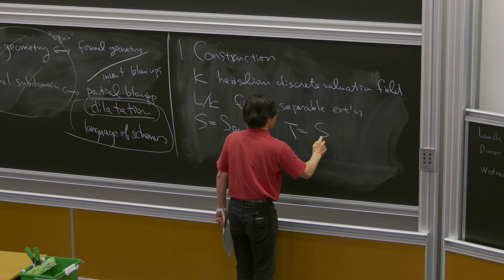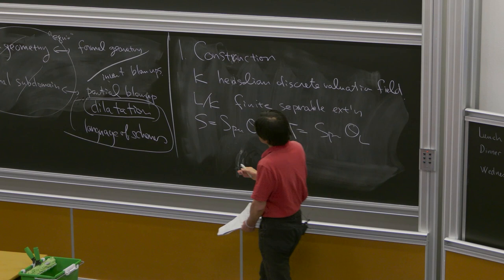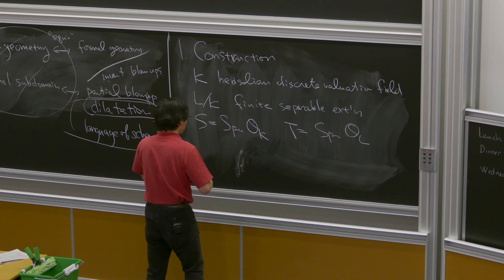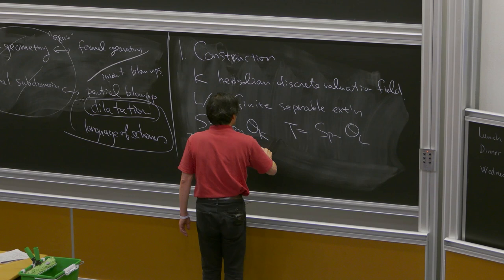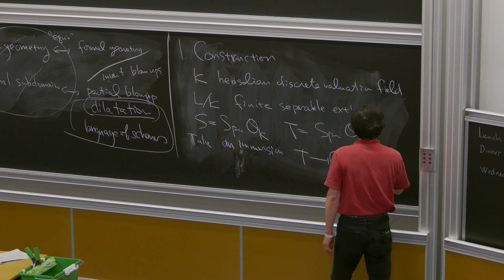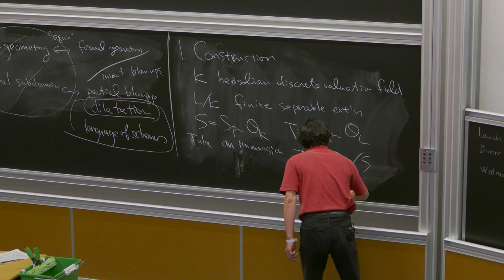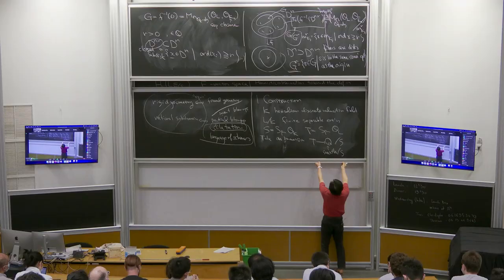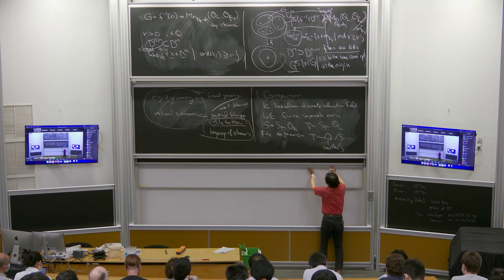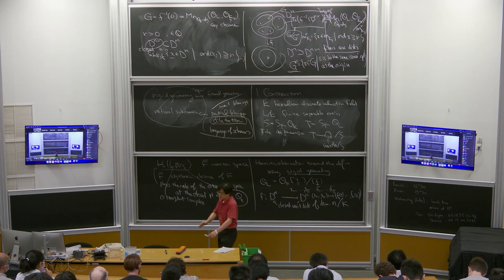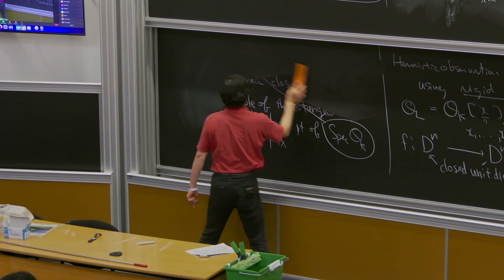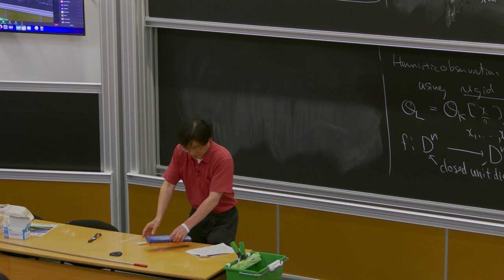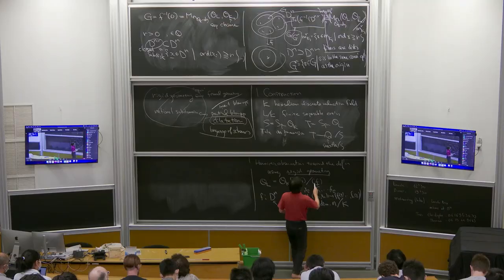So, to consider this dilatation, first thing we have to do is to take an immersion P to Q over S. And I assume that this Q is smooth over S. So let me give you two examples of that immersion.